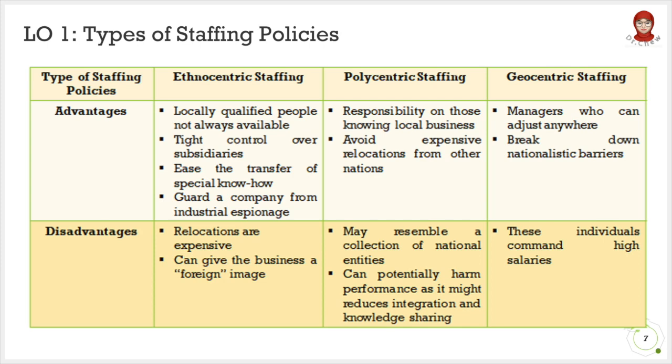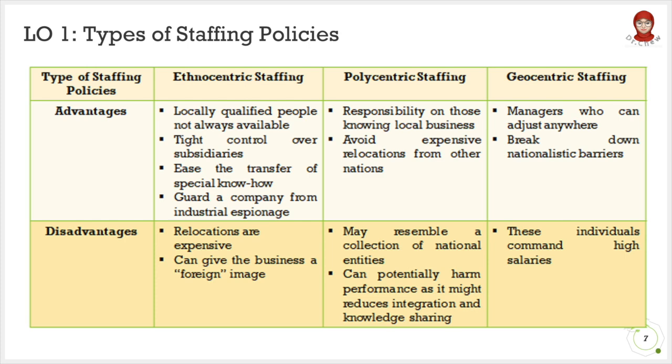Geocentric staffing helps a company develop global managers who can adjust easily to any business environment, particularly to cultural differences. This advantage is especially useful for global companies that are trying to break down nationalistic barriers, whether between managers in a single office or between different offices. One hope of companies using this policy is that a global perspective among its managers will help them seize opportunities that may otherwise be overlooked.